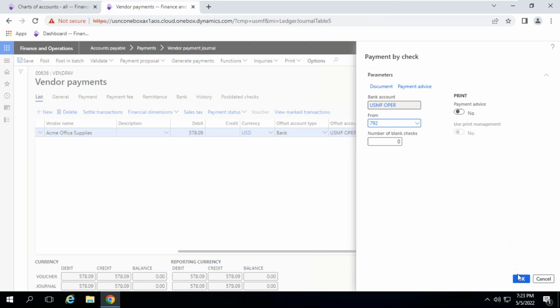The check number is 792, and click OK. While clicking OK, you need to verify whether any default printer is there, because it will print automatically. I'm clicking on OK. I don't have any default printer, so no issues. If printers are there, you need to go to document and change the printer to screen. Otherwise your A4 stationery paper will be wasted. That's it.